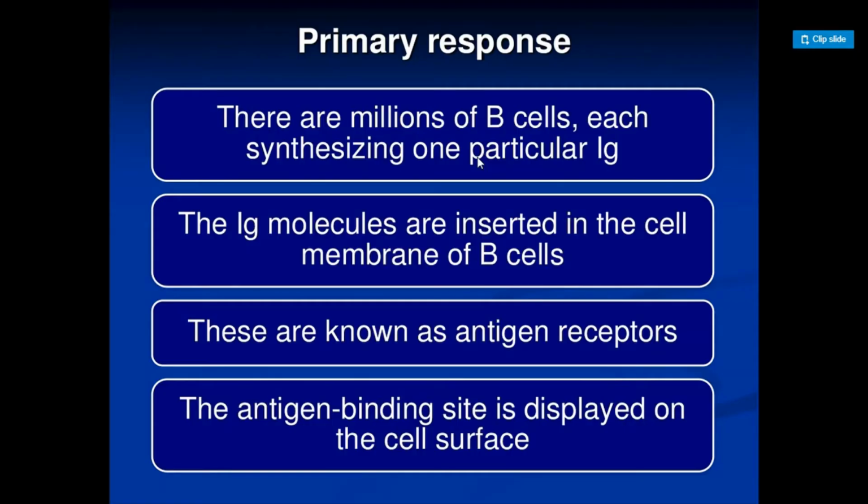There are mainly two types of responses: the primary response and the secondary response. In the primary response, there are millions of B cells and each synthesizes one particular antibody. These immunoglobulin molecules are inserted into the cell membrane of the B cells, and these are known as the antigen receptors, and the antigen binding site is displayed on the cell surface.